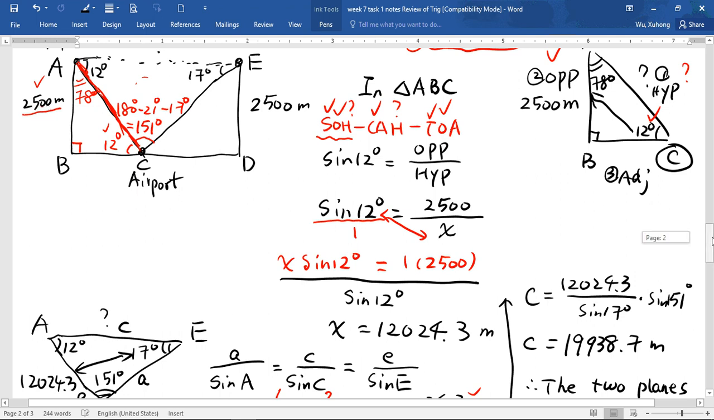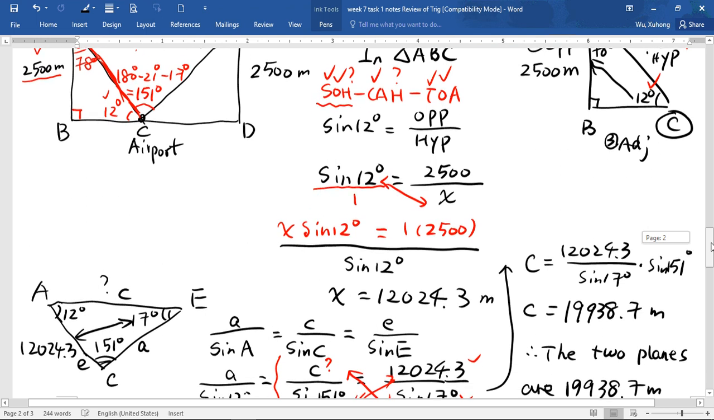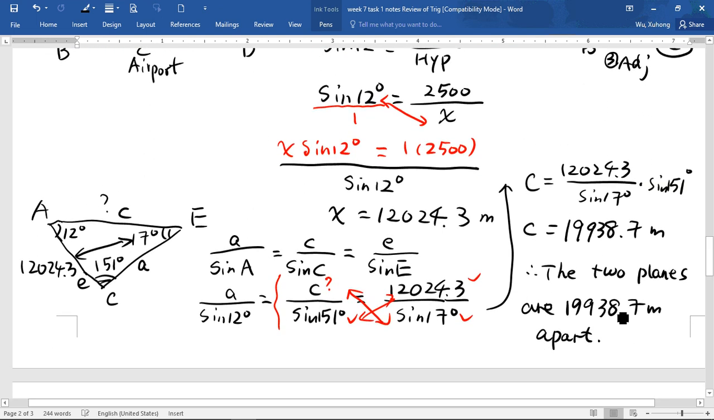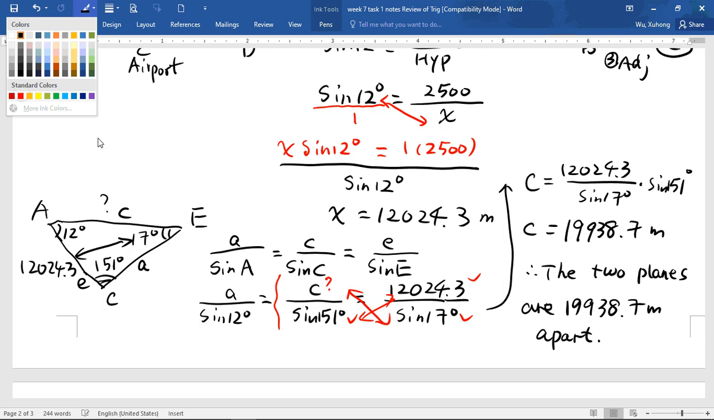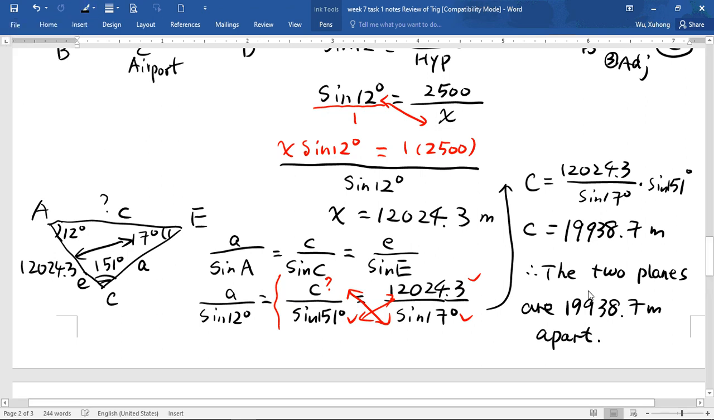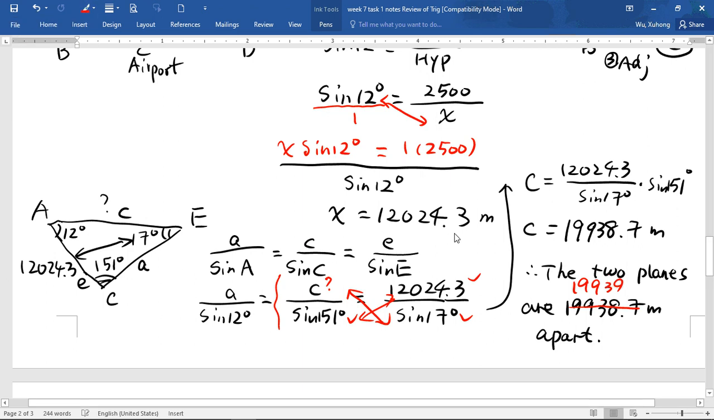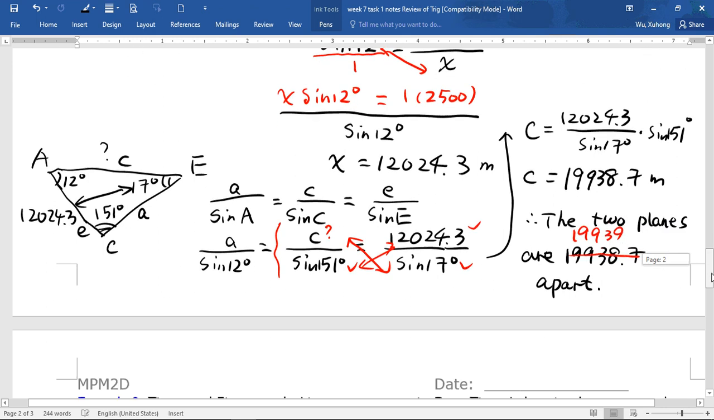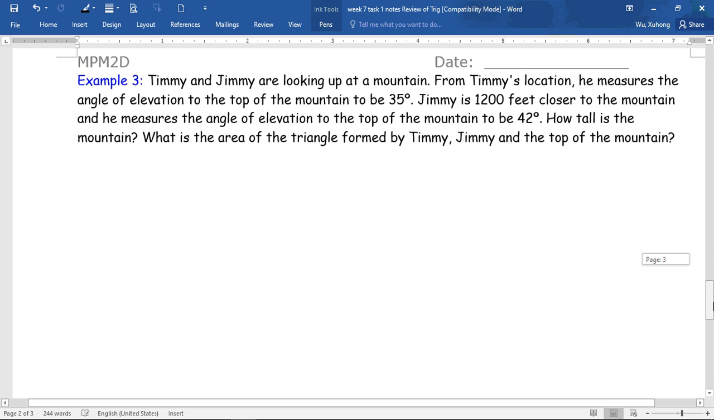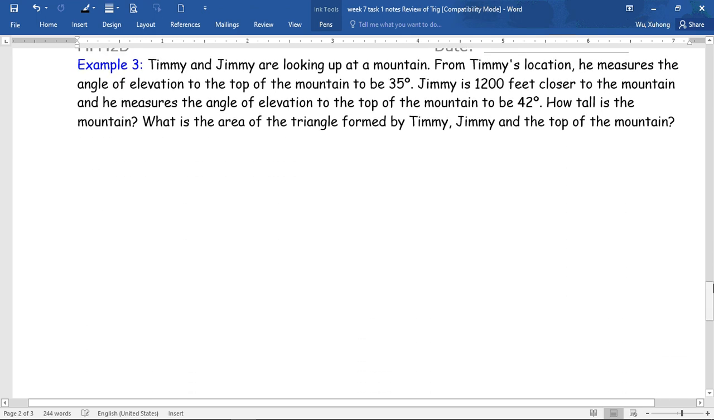And because the given information has no decimals, we could round it to no decimals. So it will be 19,939 meters, because the given information has no decimals. But in the middle steps, please put one decimal more than the given information. So more decimal places in the middle steps. Then the next question, okay?